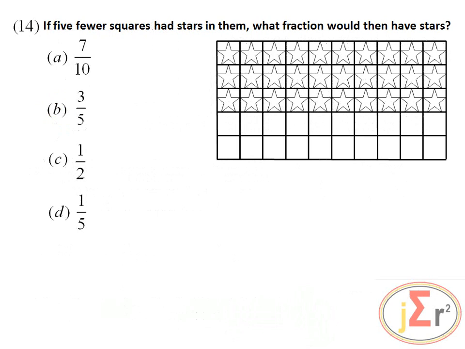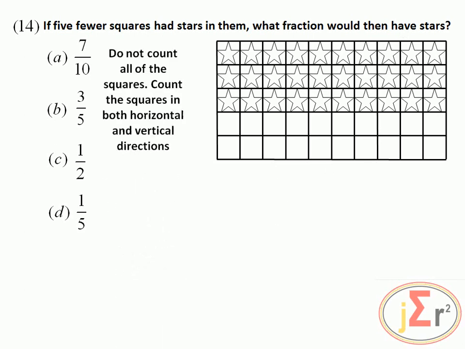We have a problem right here, and we have many stars here. If 5 fewer squares had stars in them, what fraction would then have stars? So what fraction of the entire thing would have stars if 5 fewer stars were there? In order to find out the fraction, we would count all of the squares and count all of the squares that have stars. And of course we could make our necessary calculations.